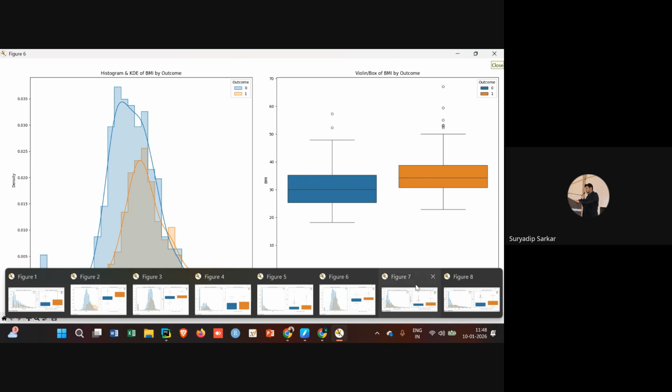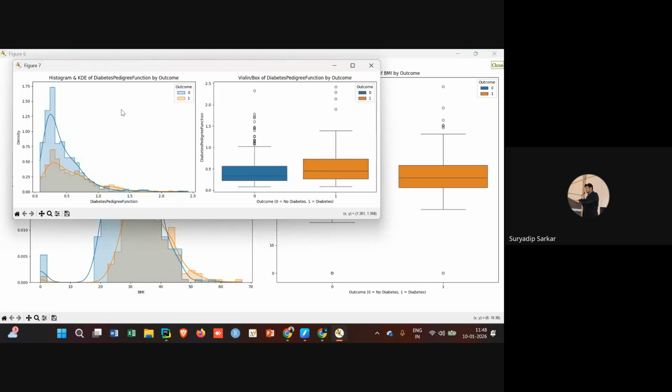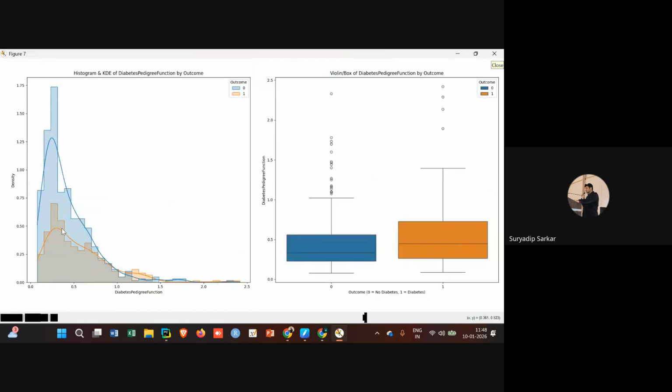Similarly, after BMI, we have the diabetes pedigree function. So the diabetes pedigree function also, for some reason, is not too different here, although there are a lot of outliers in the non-diabetic group, and maybe that is why we are seeing a lot of these similarities. Maybe that is why the modes are coinciding so well, because there are a lot of outliers, right?